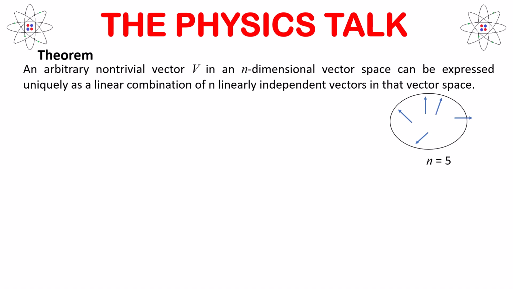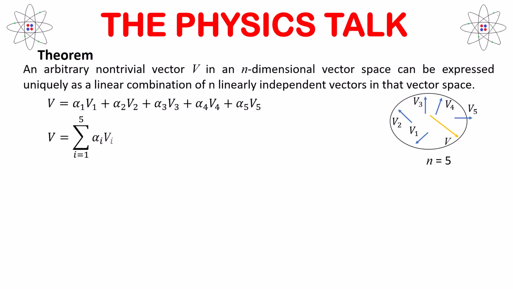Let us name them as v1, v2, v3, v4 and v5. According to this theorem, any arbitrary vector, say v, in this space can be expressed as a linear combination of these five vectors. Mathematically, this can be written as the sum of five alpha i vi's.